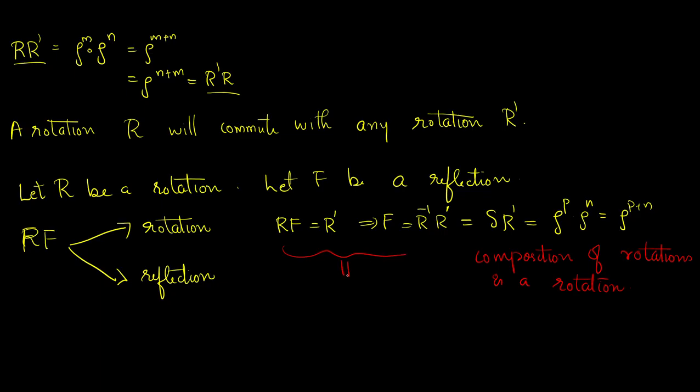So what is the conclusion we are getting? F is a rotation. But that is not possible, right? Because we had begun with F being a reflection. So F cannot be a rotation. So this is a contradiction, right? So RF cannot be a rotation. RF has to be a reflection. So we have that RF is a reflection.